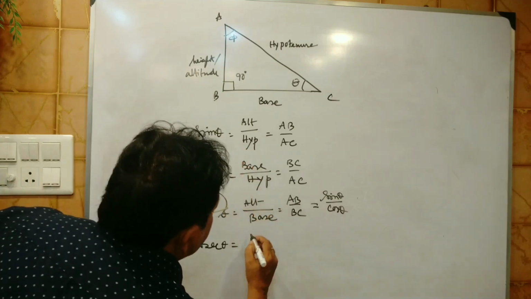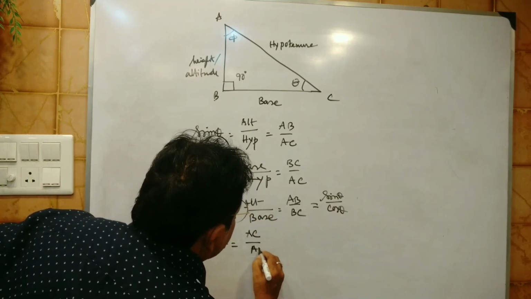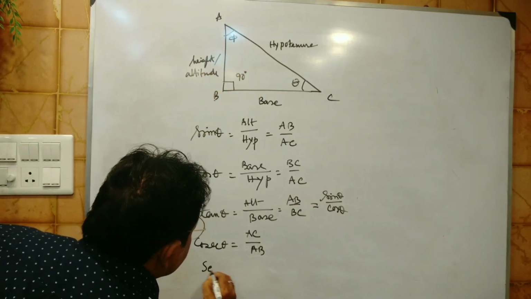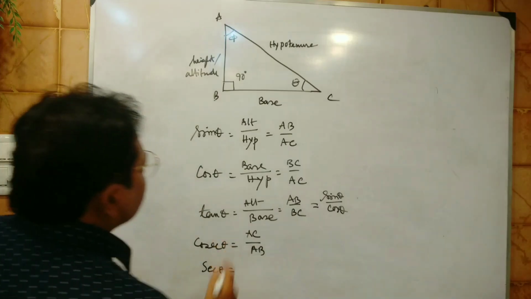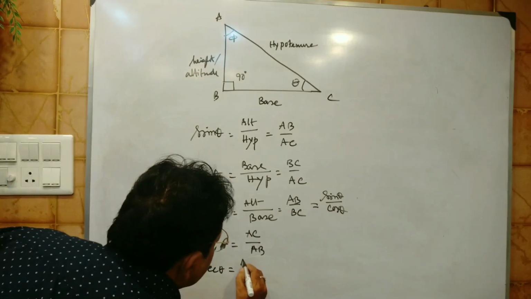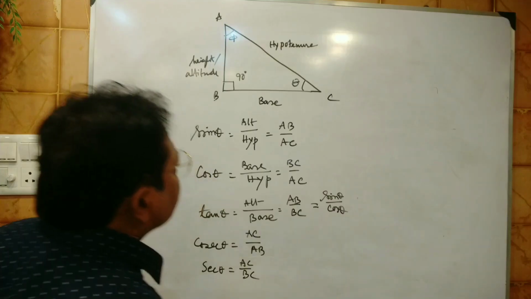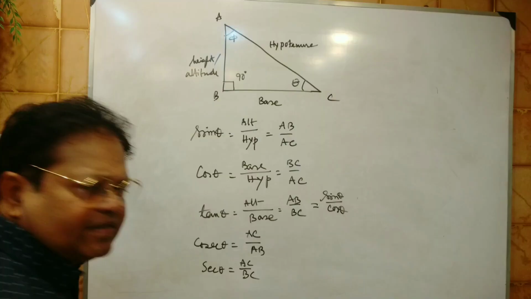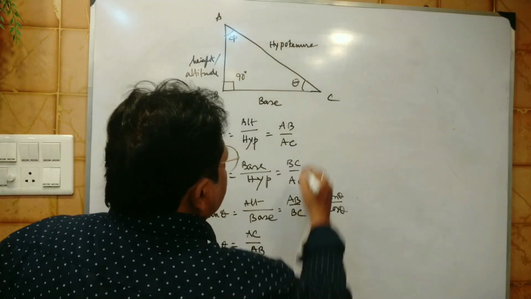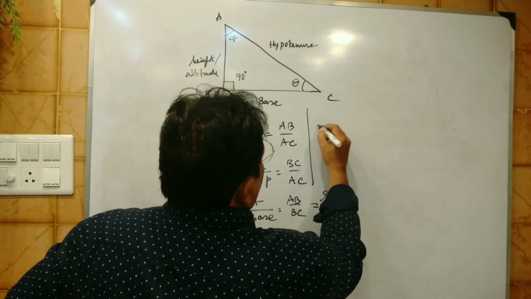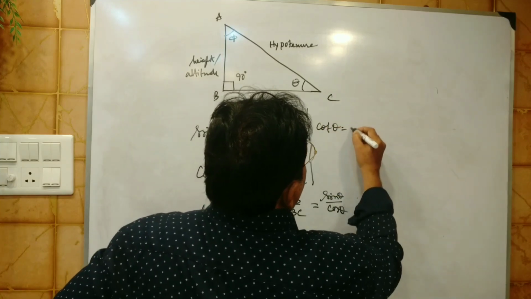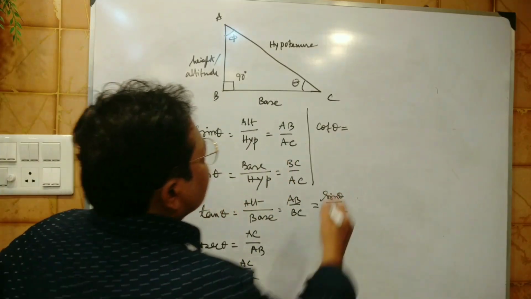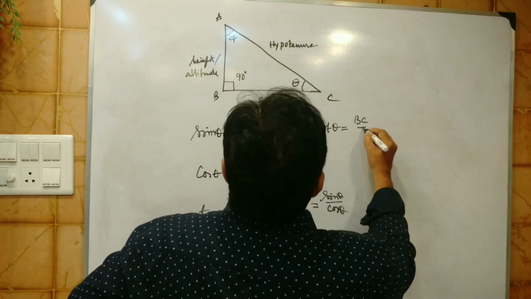Cosec theta, how do we get it? That is AC by AB, that is hypotenuse by altitude. Sec theta is just the reverse of cos theta, AC by BC, that is hypotenuse by base. Now we can write cot theta, which is just the reverse of tan theta, that is BC by AB.